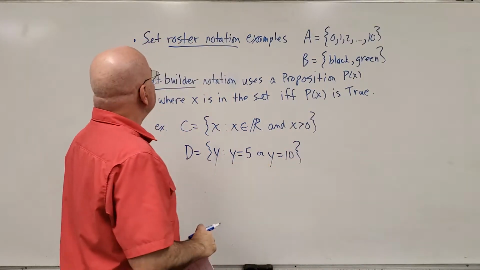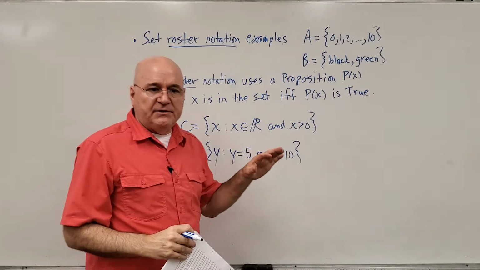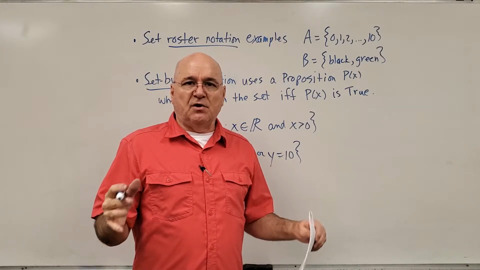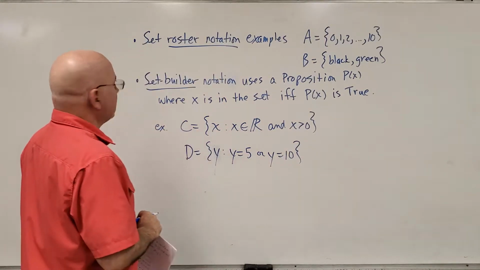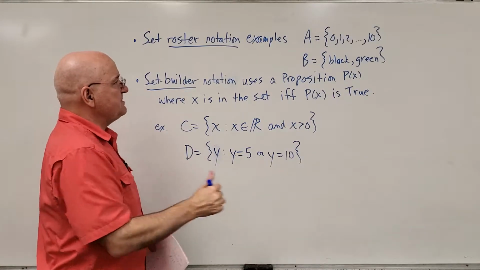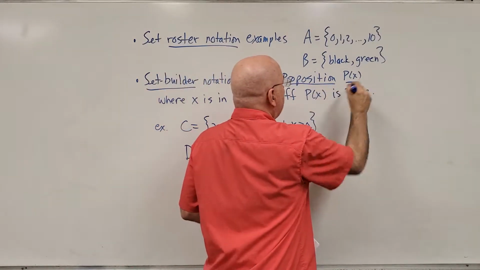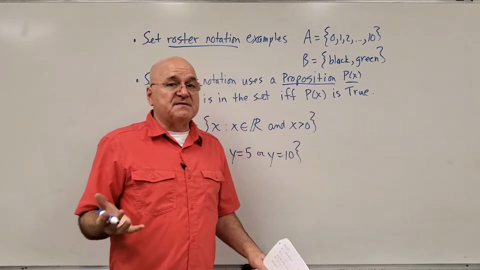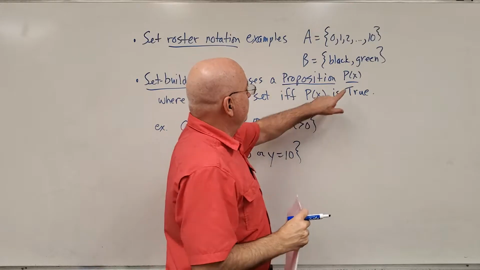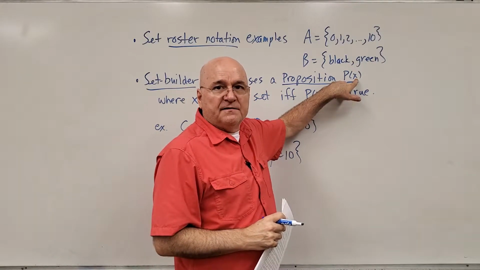We listed them. The more commonly used one, especially when you're talking about a large number of elements, is called set builder notation. Set builder notation uses a proposition we'll call P of X. A proposition is just a true or false statement. That's all it is. And it's based upon a variable X.